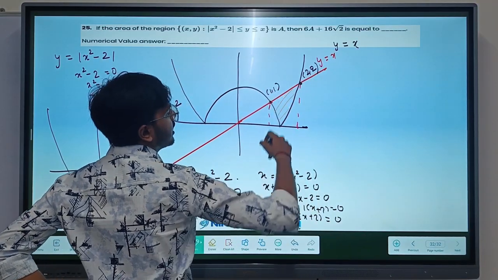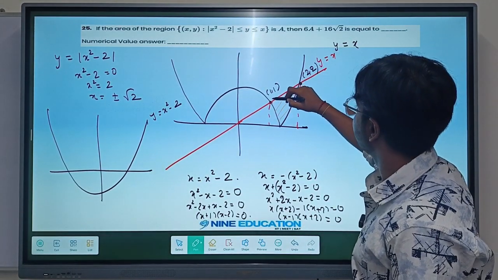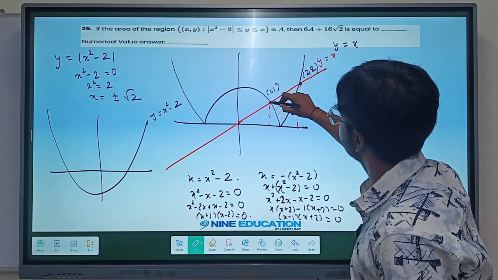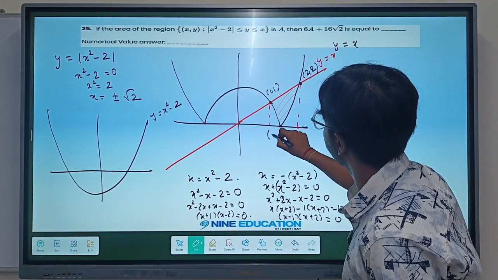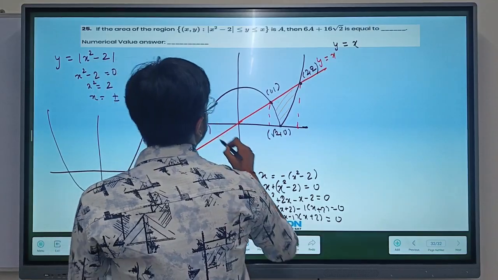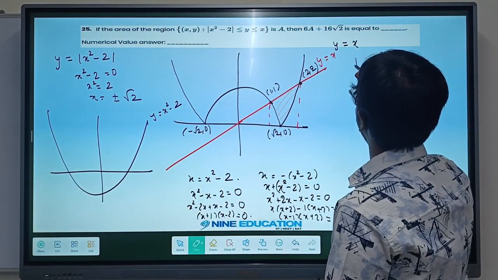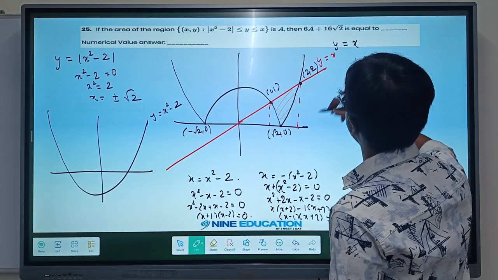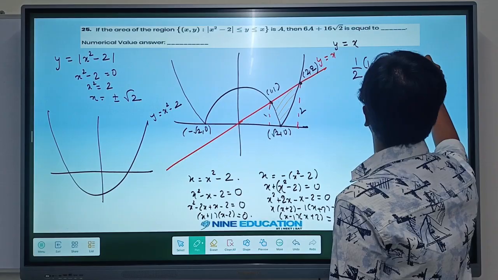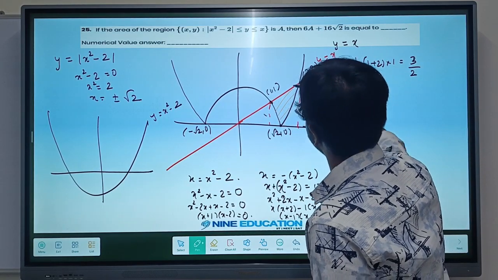So what I can do is, area of this red curve minus this smaller curve. Say this point is root 2 comma 0 and this is minus root 2 comma 0. So this red curve, I can see it is a trapezium. I can use area of trapezium formula, 1 by 2 into, what is the parallel side? This is 1, this is 2. So 1 plus 2 into 1, that is 3 by 2. So this whole trapezium 3 by 2 minus this whole part.